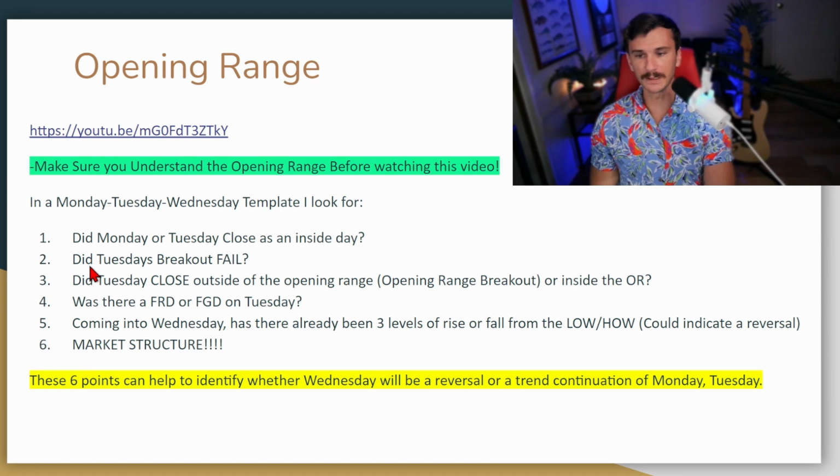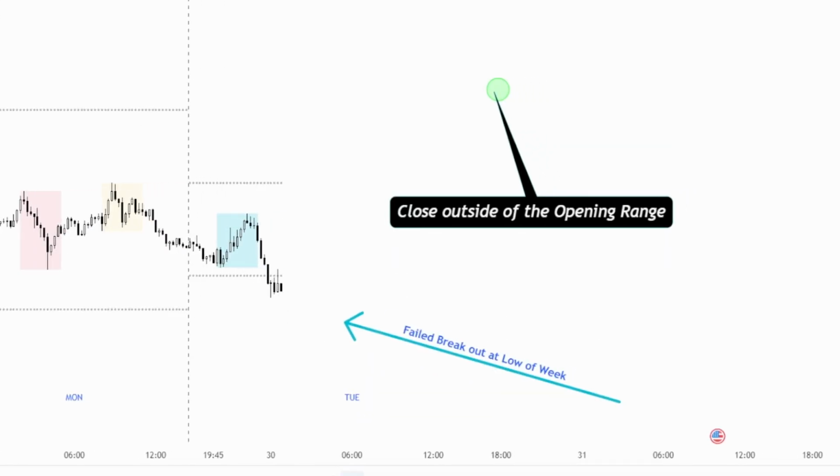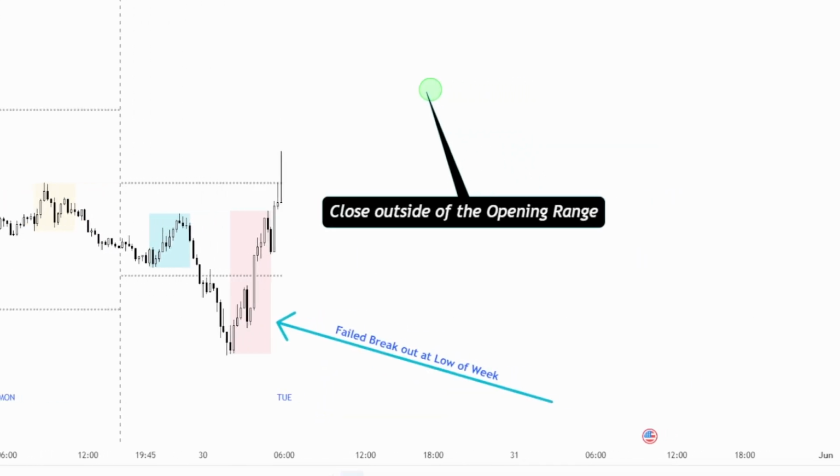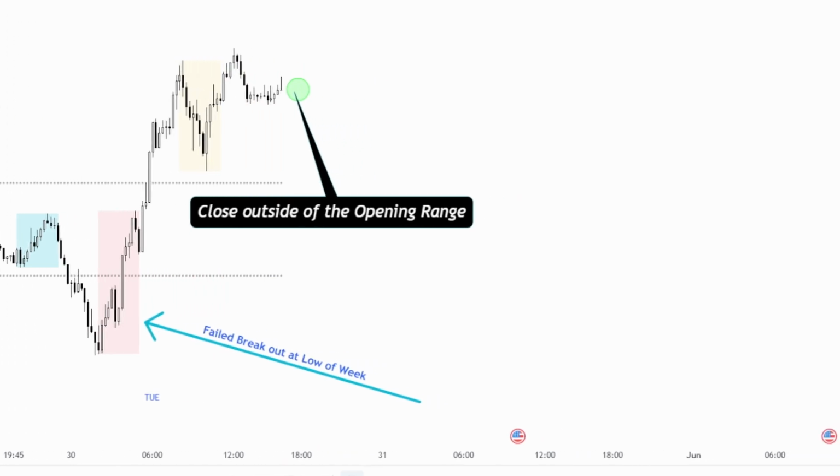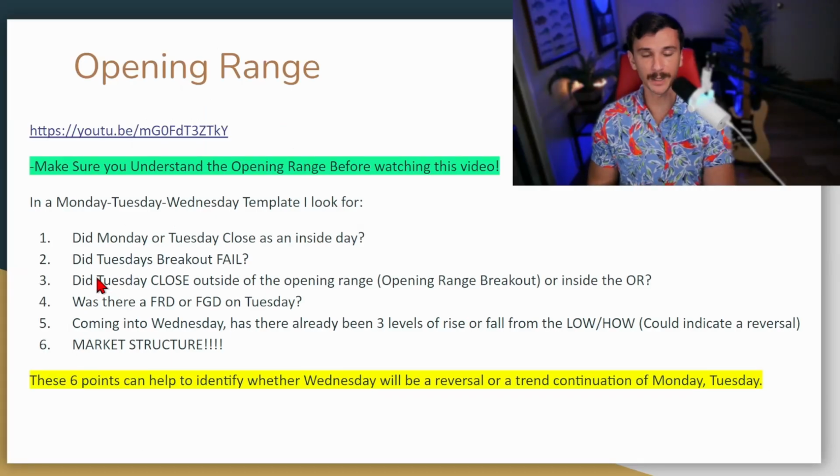Number 2, did Tuesday's breakout fail? What I'm referring to here is you have a range Monday, and then Tuesday will either break out of that range and continue, obviously that's breakout and trend, or it'll break out and then the day will close back inside of Monday's range, closing as a failed breakout.